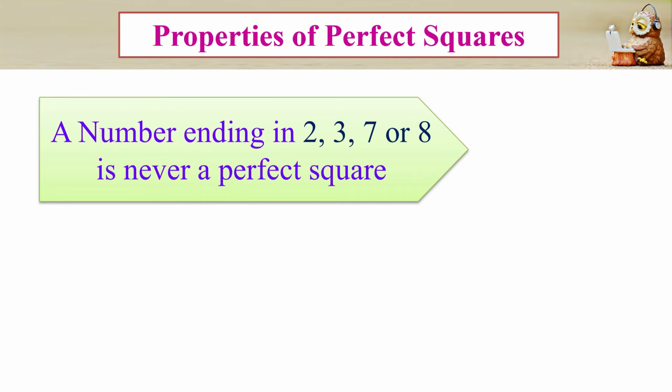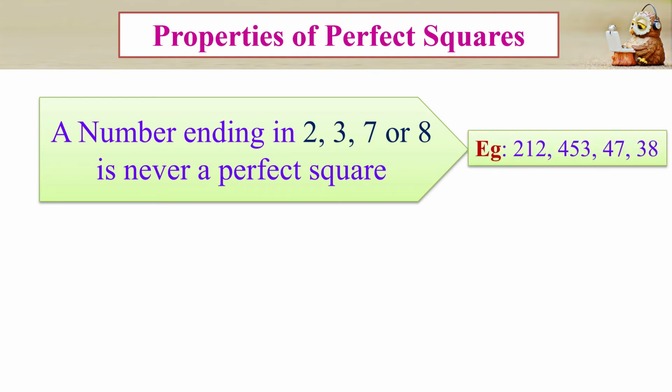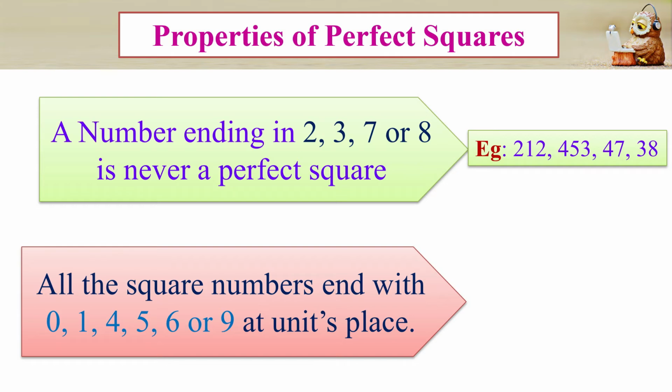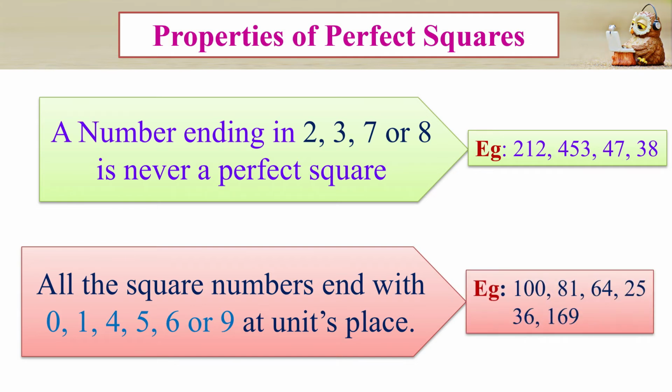Now let us move to properties of perfect squares. First property, a number ending in 2, 3, 7 or 8 is never a perfect square. For example, 212, 453, 47 and 38. All the square numbers end with 0, 1, 4, 5, 6 or 9 at units place. For example, 100, 81, 64, 25, 36, 169.